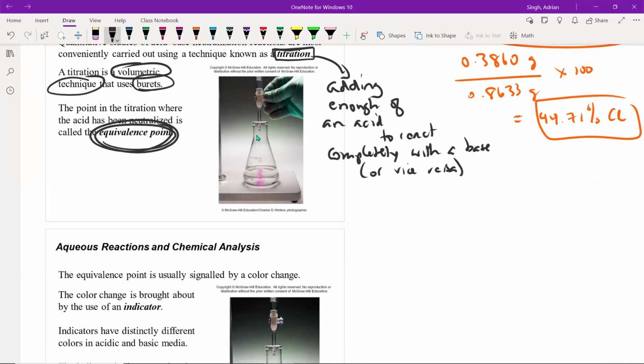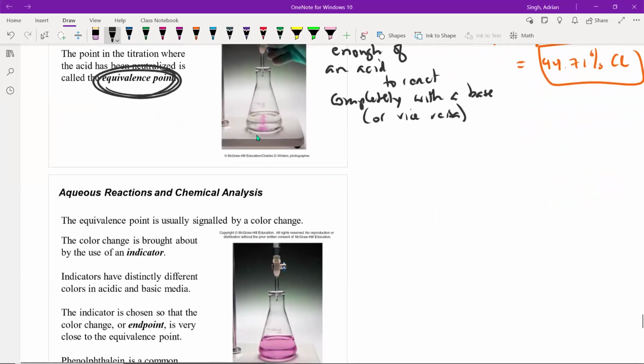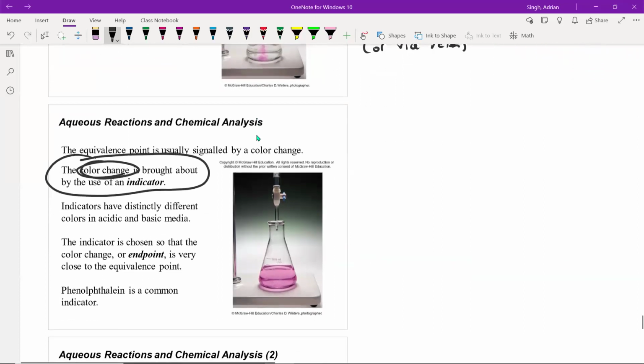And the way that we identify that equivalence point, we can monitor that by having a pH meter, for instance, in the solution, or visually, we add something called an indicator. And an indicator is something that changes color. So it tells us really quick that the reaction is complete. We've reached the equivalence point. We don't need to add any more of that base to the acid, or we don't need to add any more of the acid to the base.